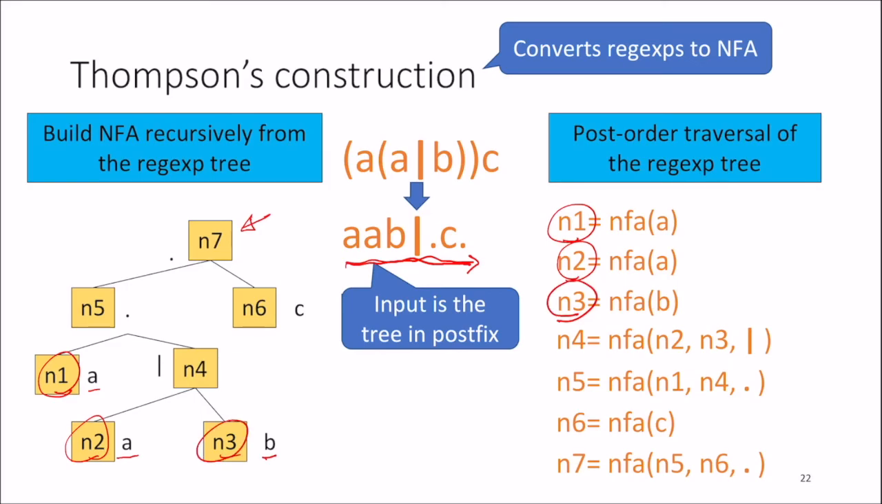And now when I combine N2 and N3 with an OR, I'm going to create recursively a larger NFA, right? So let's see how this process works. In order to do this, we're going to have to use a data structure that lets us keep track of the tree structure. So the input is this tree in postfix, and we also need a stack to keep track of where we are in this tree.